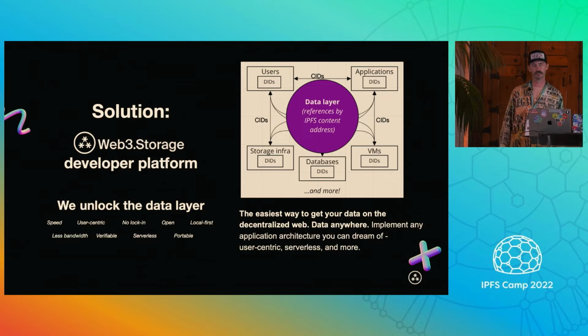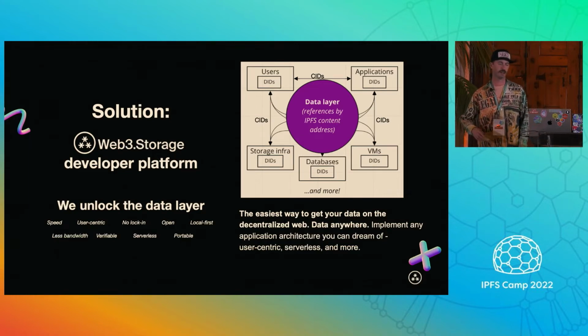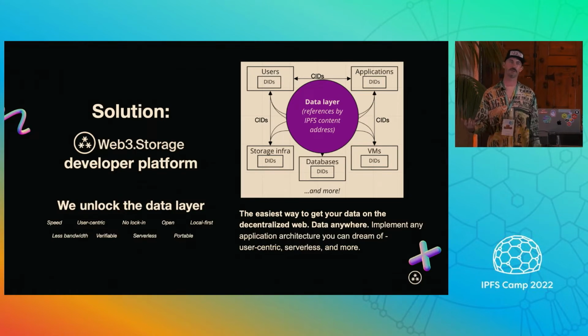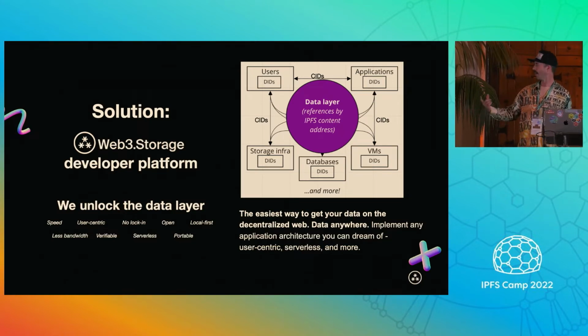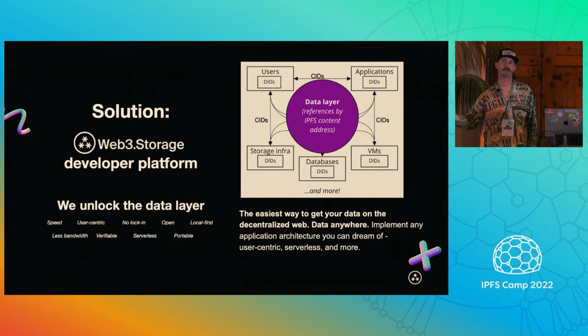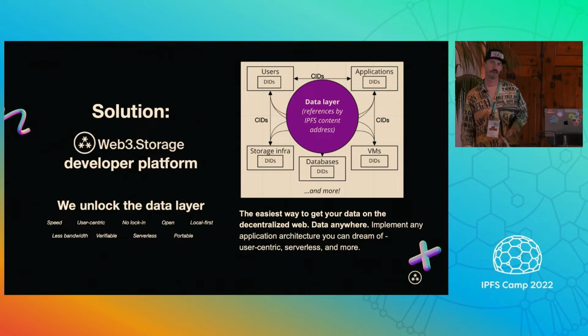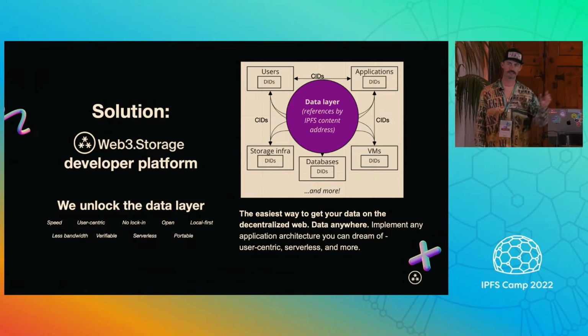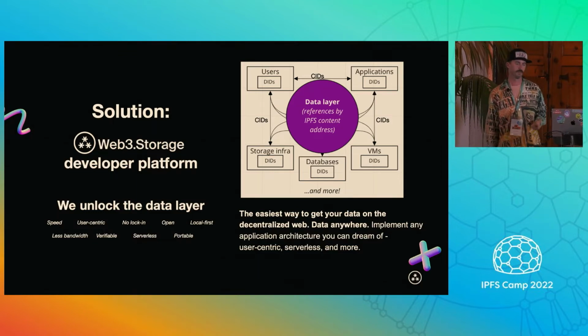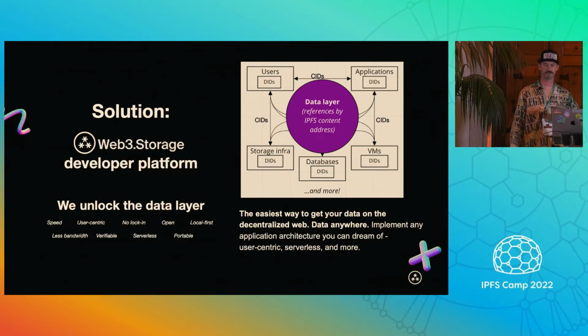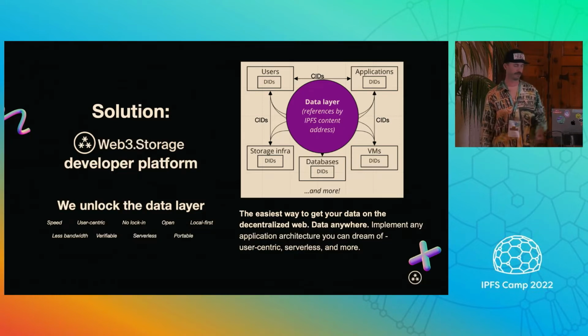So the solution is unlocking the data layer, allowing you to have data anywhere, and looking data up by CID. I'm sure most of y'all are familiar with IPFS and the verifiable data retrieval that it enables. We think that those properties plus the performance and scale and price that we offer make a better application platform than Web 2.